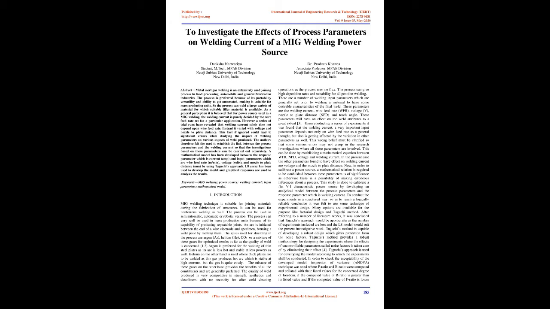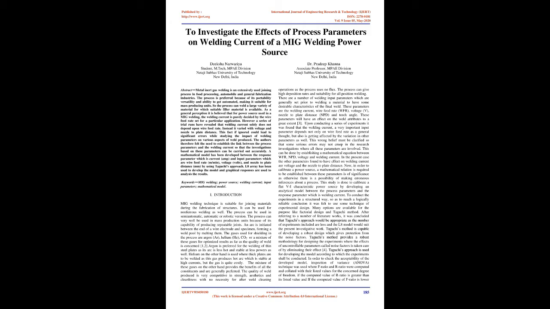The gases used for shielding in the process are argon, Ar, helium, He, CO2, or a mixture of these gases for optimized results, as far as the quality of weld is concerned. Argon is preferred for the welding of thin steel plates as its arc is less hot and stable at less powers as well. Helium, on the other hand, is used where thick plates are to be welded, as this gas produces hot arc which is stable at high currents, but the gas is quite costly. The mixture of these gases, on the other hand, provides the benefits of all the constituents and are generally preferred.